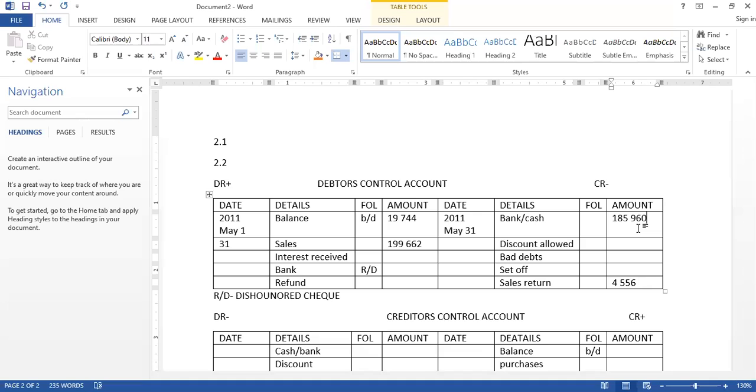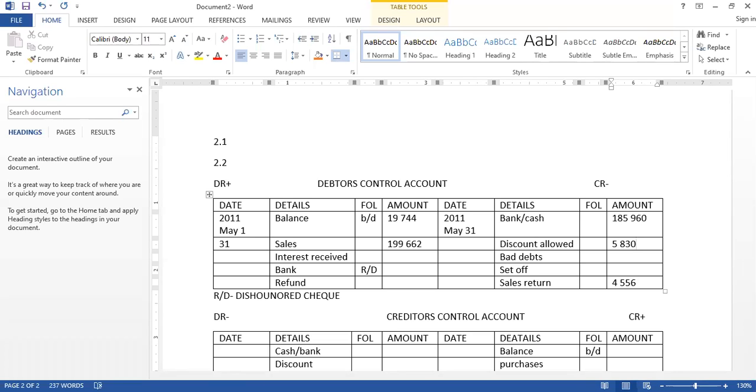And then we have checks paid to suppliers. Obviously this will go to our creditors, our suppliers. Petty cash paid to suppliers as well will go to our creditors. And then we have discount allowed. Discount allowed will go to our debtors control account, because we are the ones allowing discount to our debtors, amounting to 5,830. I hope we understand.